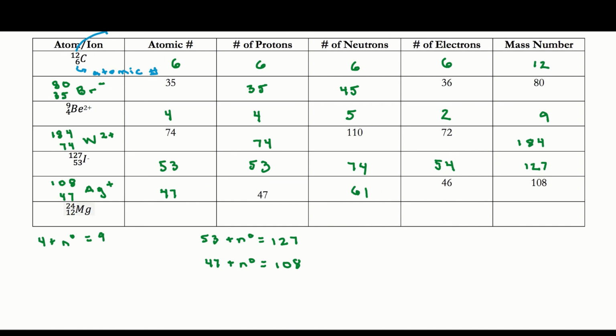Okay. The last one, atomic number is 12, which means my protons is 12. Remember, my mass number is 24, so that's the number on top. So 12 plus my number of neutrons equals 24. So that tells me I have 12 neutrons. And then finally, notice there is no charge for magnesium here. It is an atom, it's not an ion. So since it has no charge, I have the same number of protons and electrons, so I'm going to have 12 electrons.